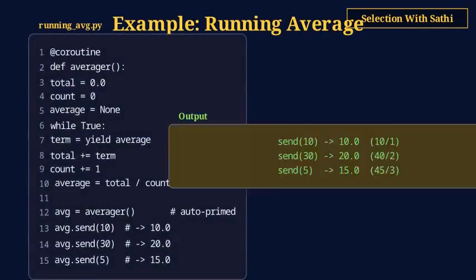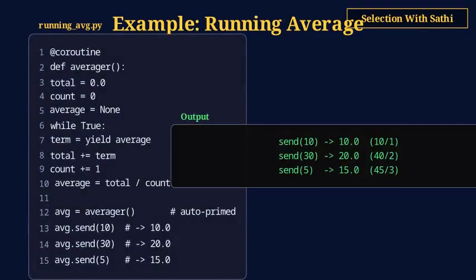Let's build a running average coroutine. The function initializes total, count, and average to None. In an infinite while loop, value equals yield average. It yields the current average and waits to receive the next number. We prime it with next, then send 10, average becomes 10. Send 30, average becomes 20. Send 5, average becomes 15. The coroutine maintains its state between sends.